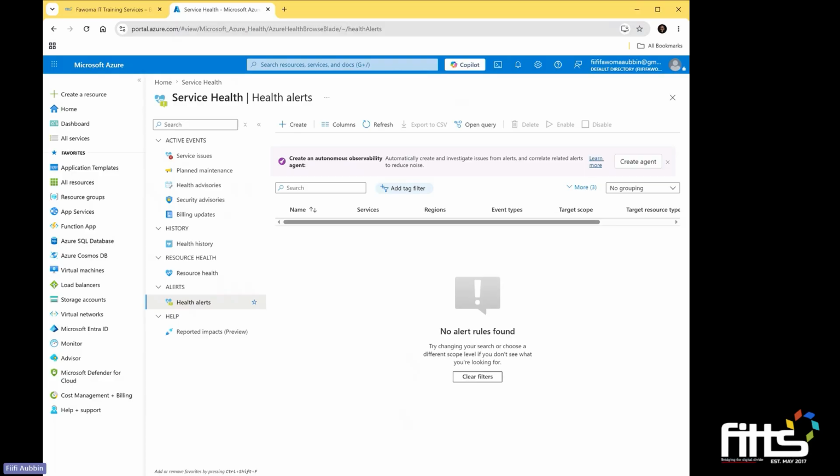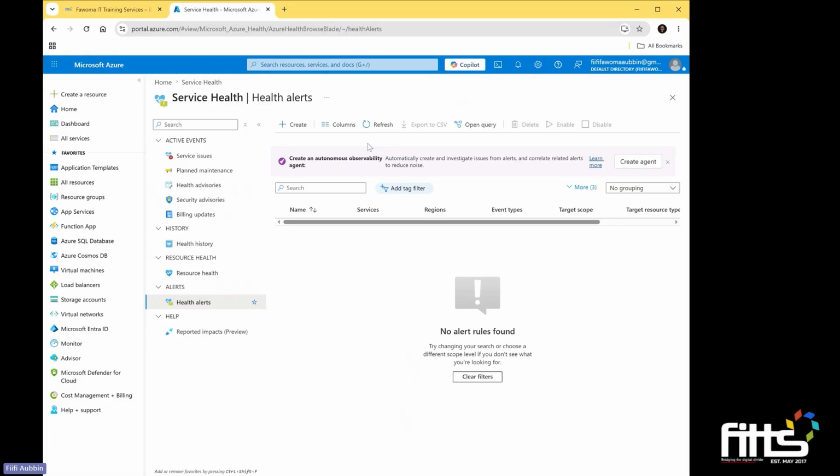Health history will let us review previous incidents. Resource health shows the health of individual Azure resources from Microsoft's perspective. And health alerts notify us automatically when Microsoft Azure experiences events that may affect us. And now that we've confirmed Microsoft Azure platform is healthy, let's answer our second question. How can we improve our Azure environment?